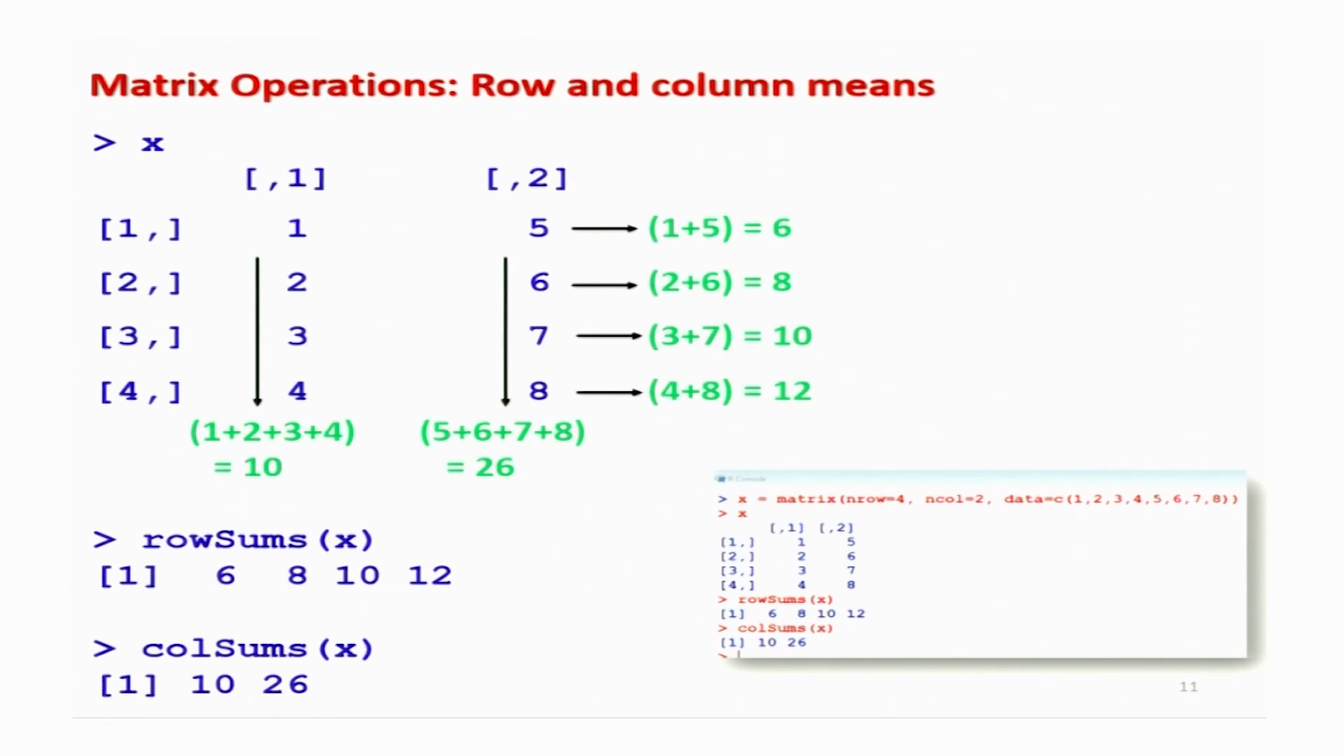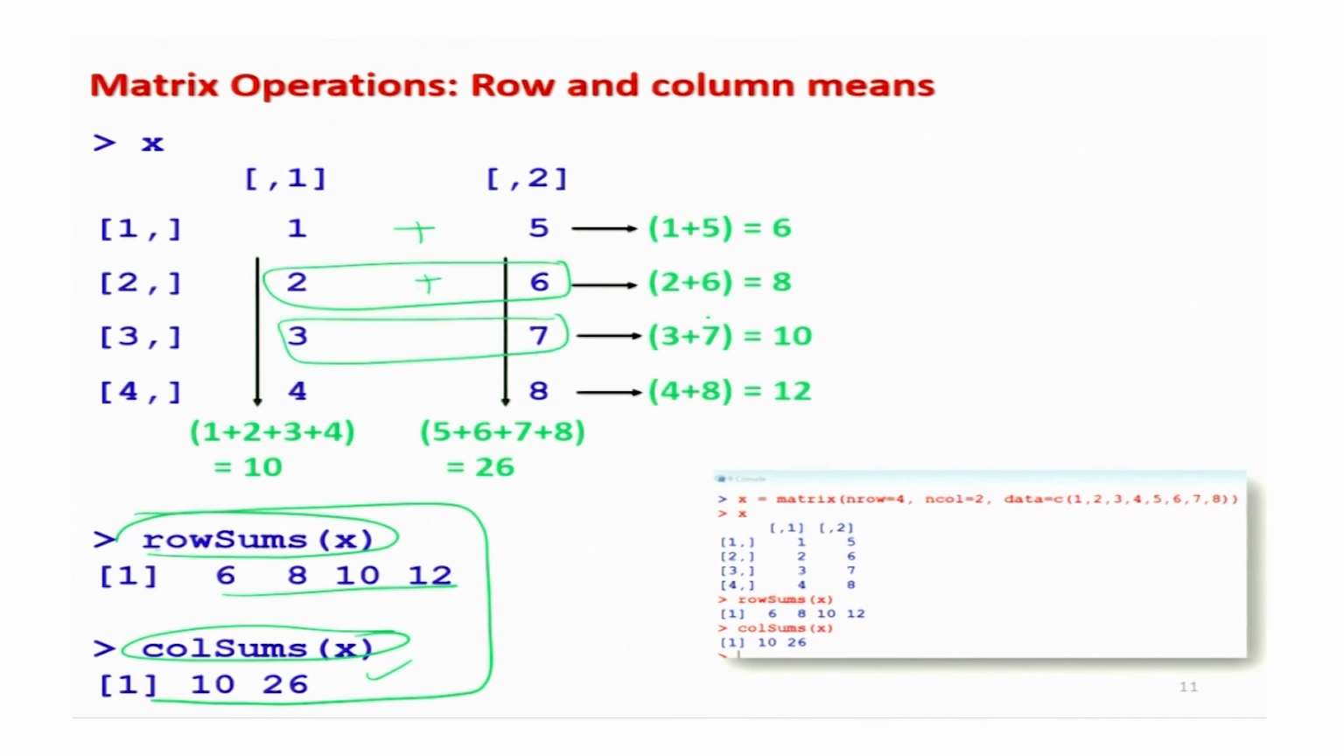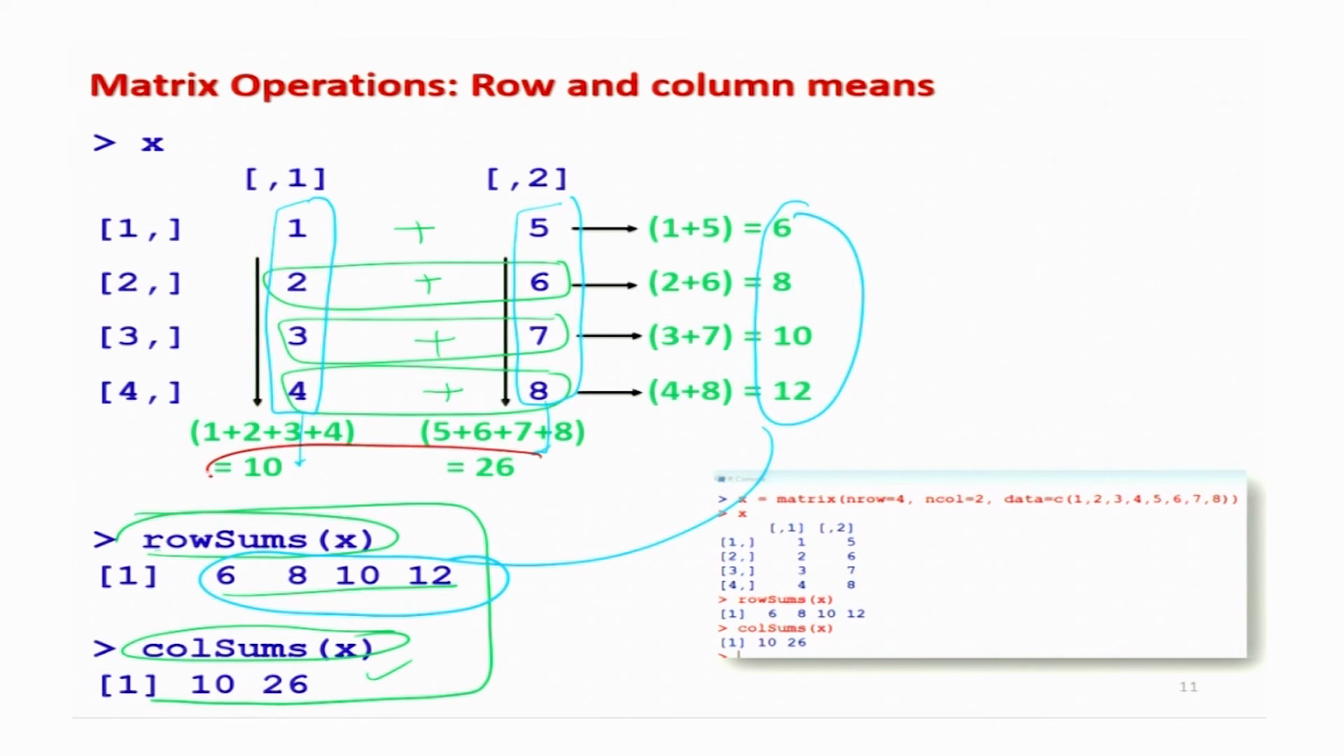For example, you can see here first you try to look here. You can see here rowSums of x, it is 6, 8, 10, 12, and colSums of x is 10, 26 like this. So if you try to see what it is trying to do, it is trying to add here 1 plus 5, which is here like this, 2 plus 6 here 8, 3 plus 7 here, this is 10, and 4 plus 8, this is here 12. And similarly, if you try to find out the column sums here, 1 plus 2 plus 3 plus 4, this is here 10, and 5 plus 6 plus 7 plus 8, which is here 26. And these are the values 6, 8, 10, 12, which are given here, and these are the values 10 and 26, which are given here. So, you can see here, right.